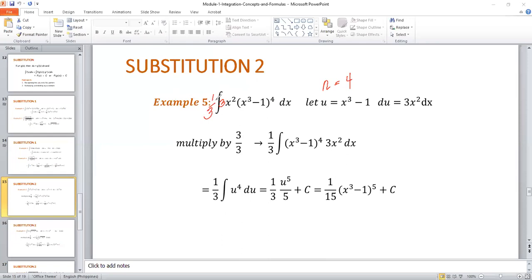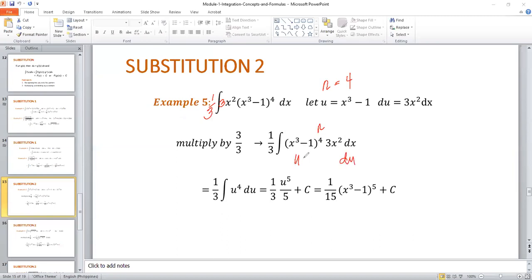Placing 3 here and dividing it by 3 here is just equivalent to multiplying by 1. So it's just like you have multiplied this original integral by 1. The purpose of placing 3 here is for your derivative to be complete because it's 3x squared dx. You only have x squared dx. So you place 3 and then outside your integral, you place 1/3. So the process is you have done multiplication by 3 over 3. So now you have 1/3 integral of x cubed minus 1, quantity raised to 4, times 3x squared dx. This is the u, this is the n, this is the du.